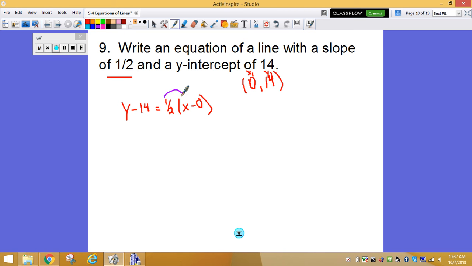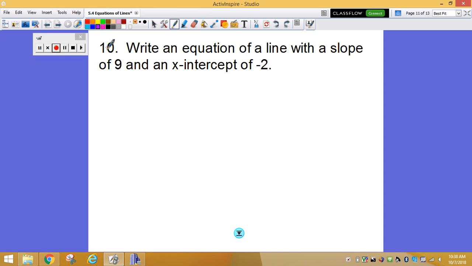For slope intercept, I'm going to distribute. So I get 1/2 x. 1/2 times 0 is still just 0. So the only thing left to do is move my 14. So I'm going to do plus 14. Plus 14. So y equals 1/2 x, and -0 plus 14 is a positive 14. So that's your slope intercept form.